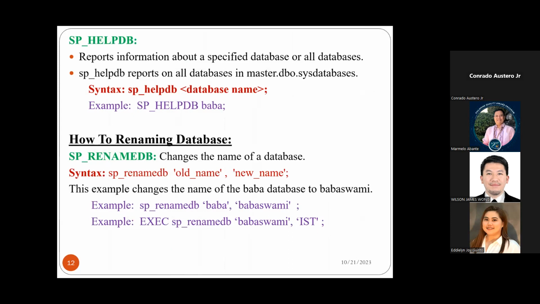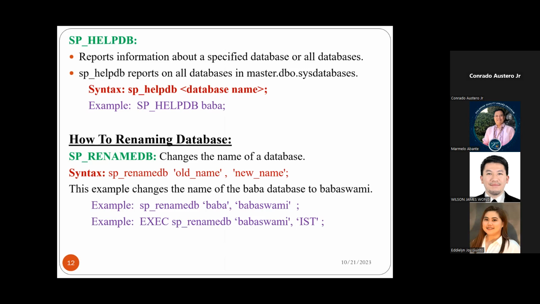sp_helpdb reports information about a specified database or all databases. sp_helpdb reports on all databases in the master dbo.sysdatabases. Syntax: sp_helpdb followed by the database name, for example sp_helpdb BABA.